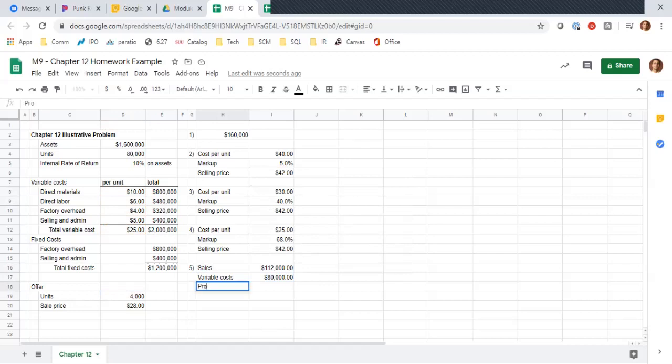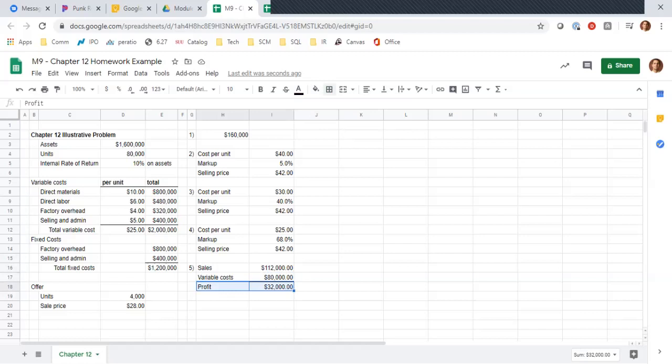And so our profit from agreeing to produce these for Wong is $32,000. So should we accept that offer? And the answer is yes, we should accept that offer. Now, something to be careful of, if we look at our total cost and get a total cost per unit, this probably doesn't pencil out.